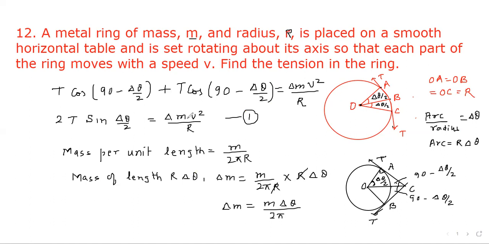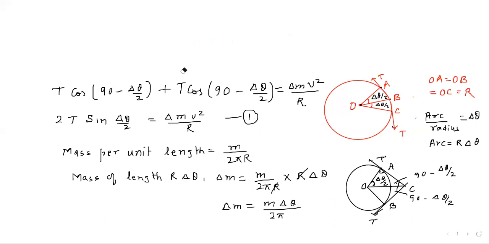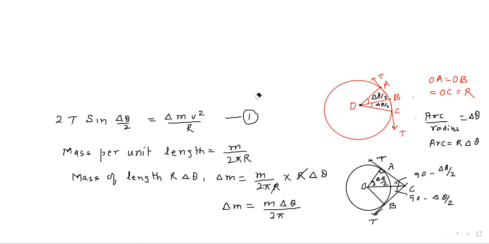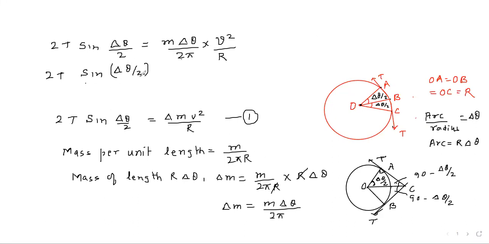And in this expression, we can put the value of delta m. So what do we get? Two T sine delta theta divided by 2 equal to delta m, which is M delta theta divided by 2 pi, times v square upon R. Here delta theta upon 2 we can write under sine. So 2T sine of delta theta upon 2 whole divided by delta theta upon 2. So in the RHS, we will be left with M upon pi times v square upon R.